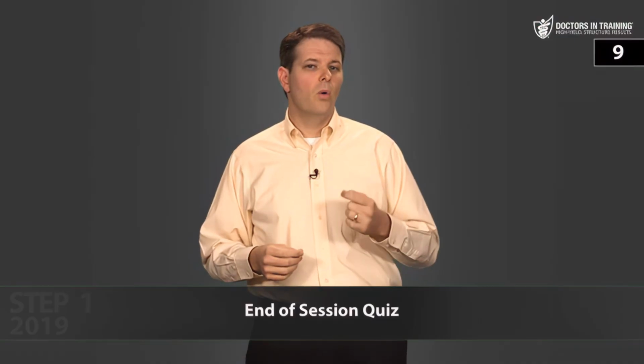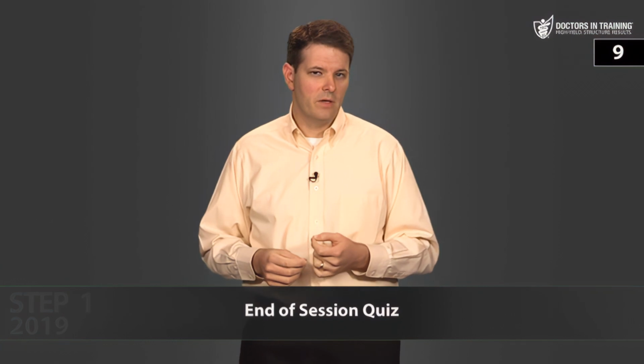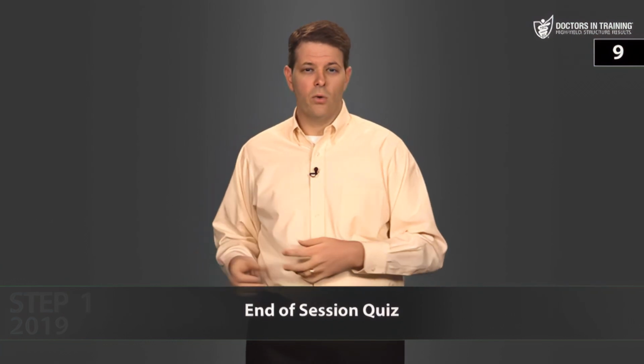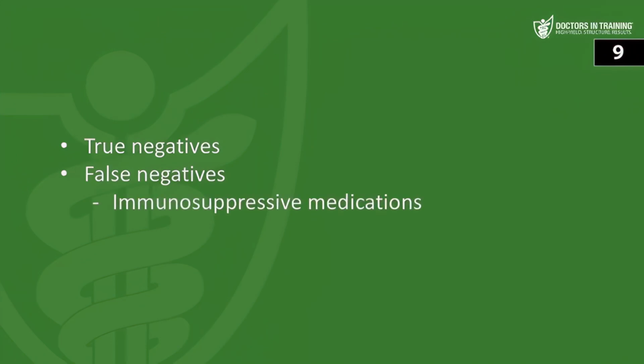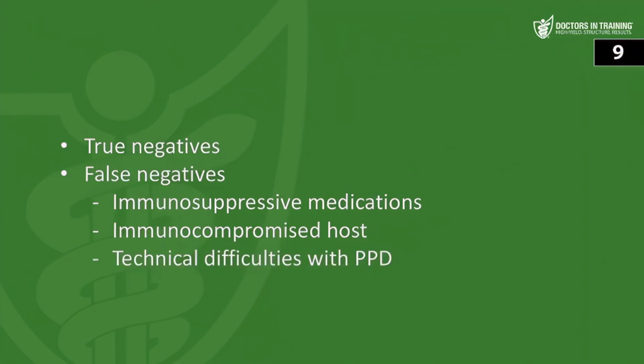Then the next question says, what does a negative PPD indicate? Well, these could be either true negatives or false negatives. So true negatives would be all the people that did not have TB at all. But you could also see false negatives in patients who did have TB but were on immunosuppressive medications like steroids, or perhaps patients who are immunocompromised from HIV or AIDS or cancer or advanced age. Or there could be technical difficulties with placing the PPD. Maybe they didn't inject enough or they stored it at the wrong temperature, something like that.